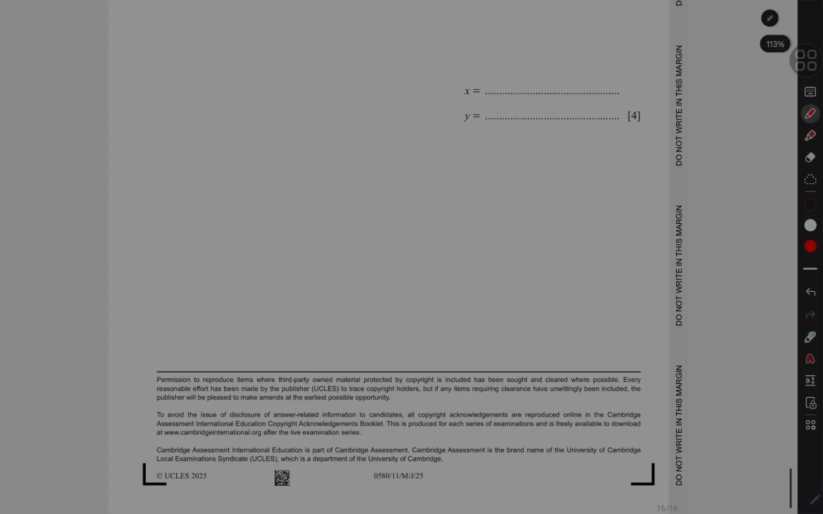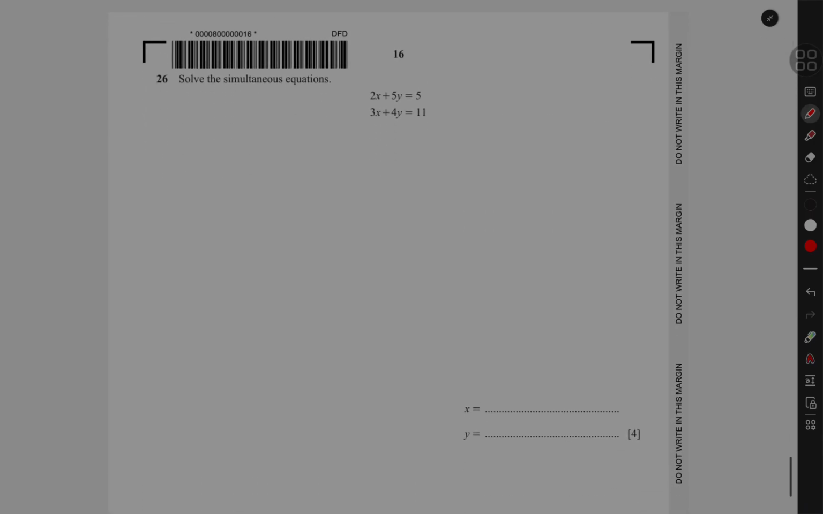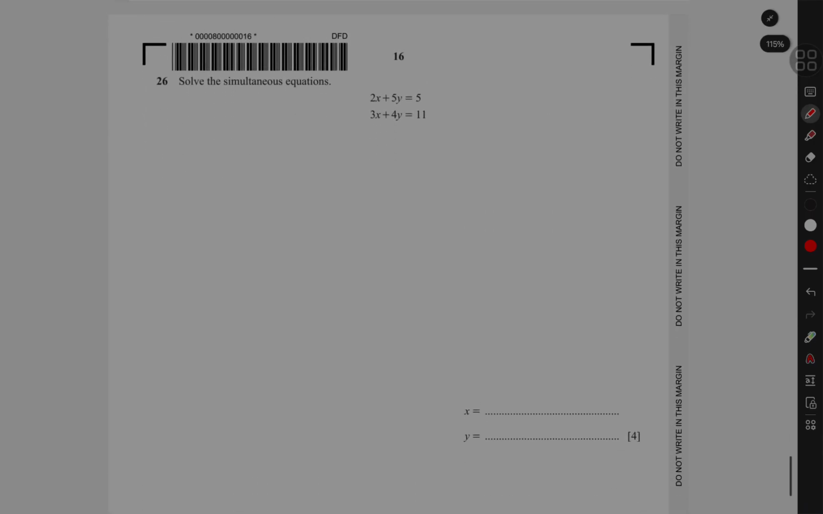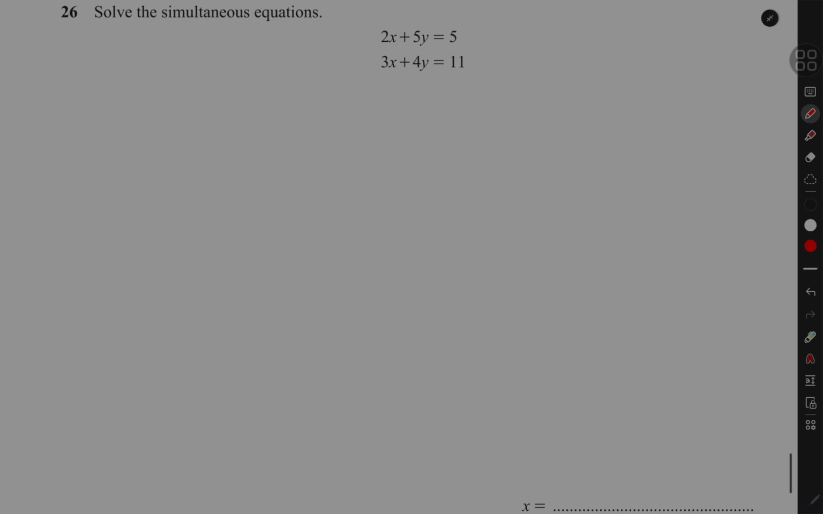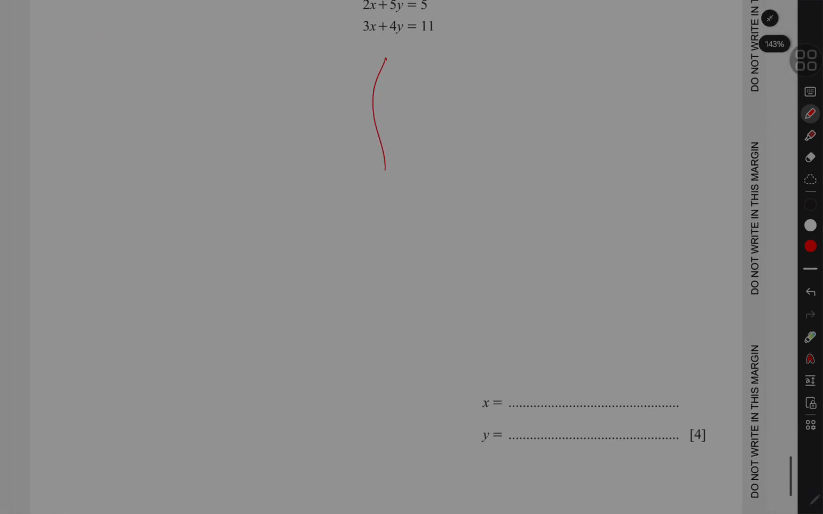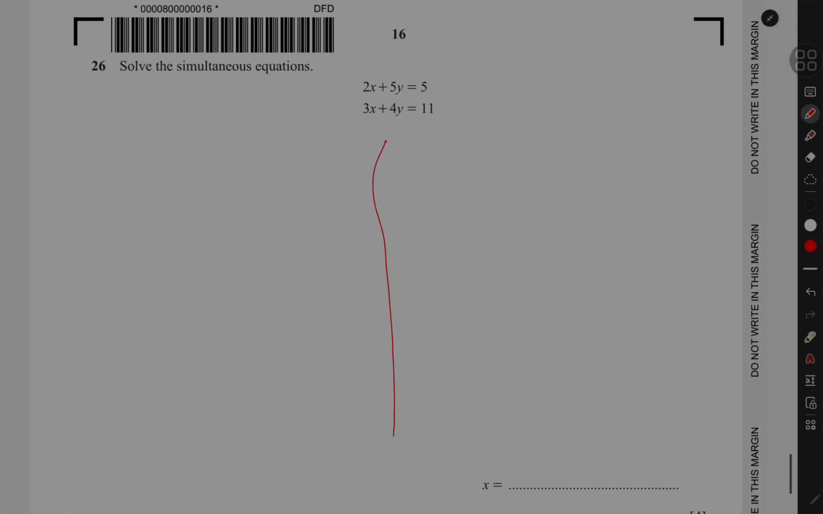I hope this is the last question. It is, okay. Solve the simultaneous equations. Pretty easy. So I have two methods to solve these equations. Both get you to the right answer, but it's just personal preference. I prefer the first one. All of my other class prefer the second one, but you can choose whatever, okay?